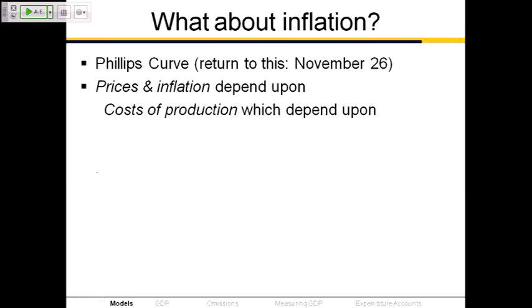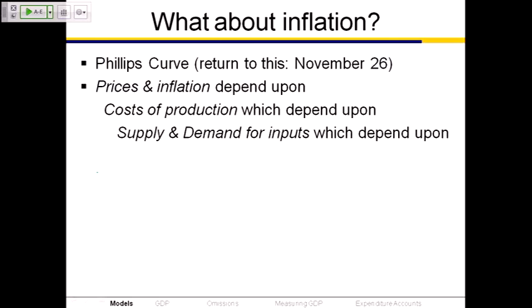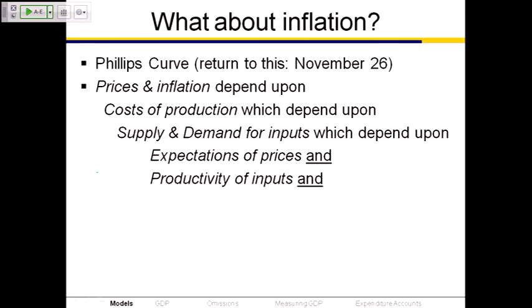And we're going to talk about how prices and inflation depend upon the cost of production. And those costs of production depend upon the supply and the demand for inputs. And the supply and the demand for inputs depend upon three things. Depend upon the expectations of prices. Do I think that prices are going up in the future by a lot, by a little, not at all? Depend upon the productivity of inputs. Are my workers really productive? Are they not so productive? That's the only two choices. And depends upon the amount of output being produced.